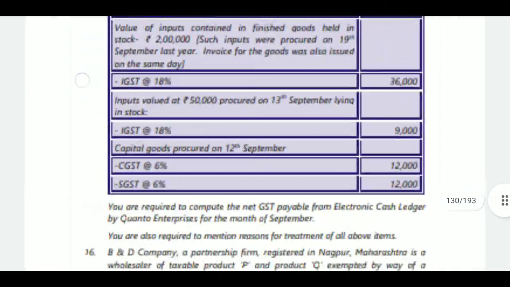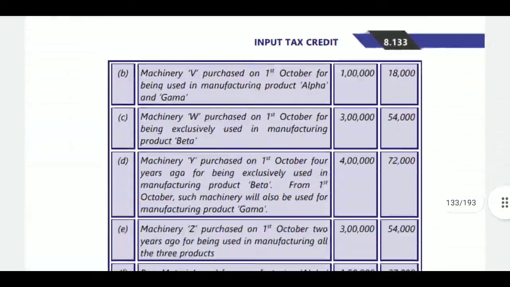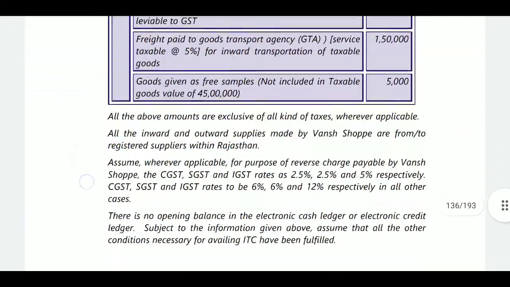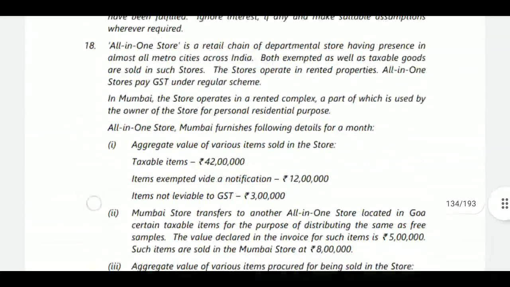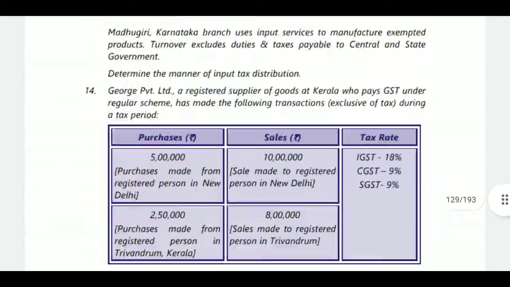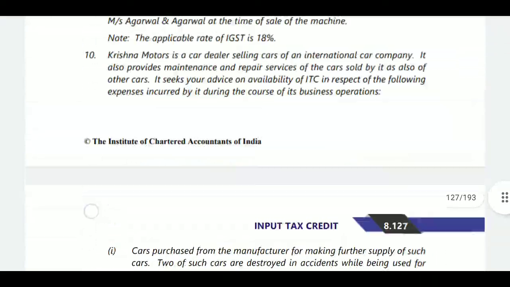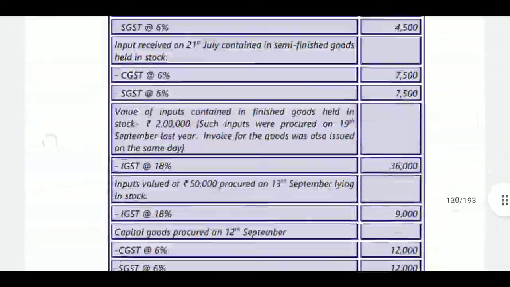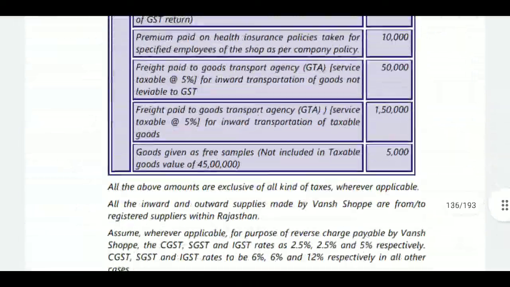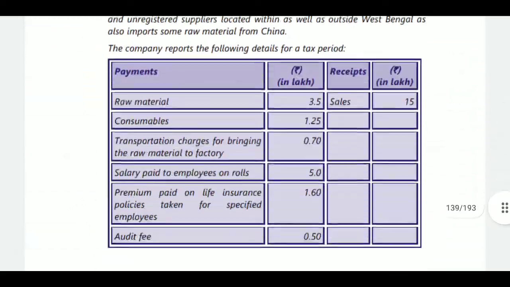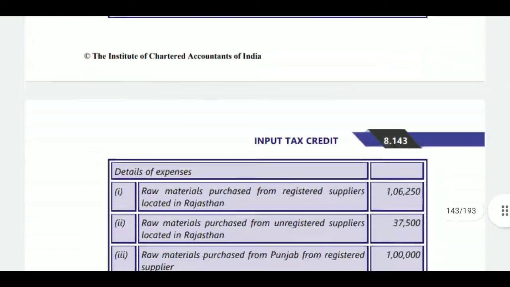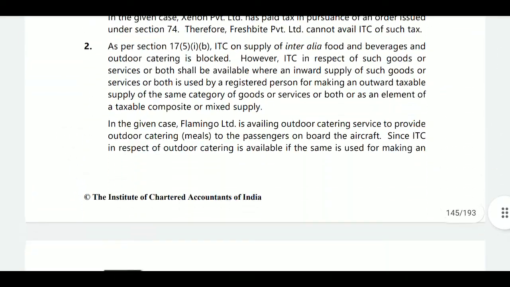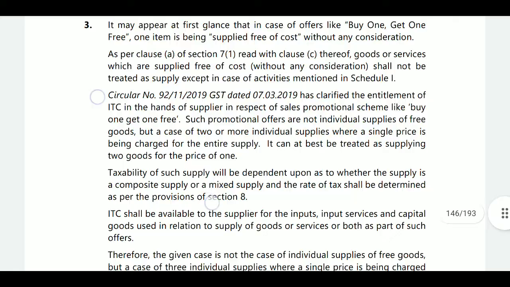But in some cases, when one product's amount is included in another product, then it will be treated as consideration received. So in our case, they are providing two shirts for one shirt price. So it may be treated as they are collecting the amount for one, and they may be allowed for the entire single price being charged.